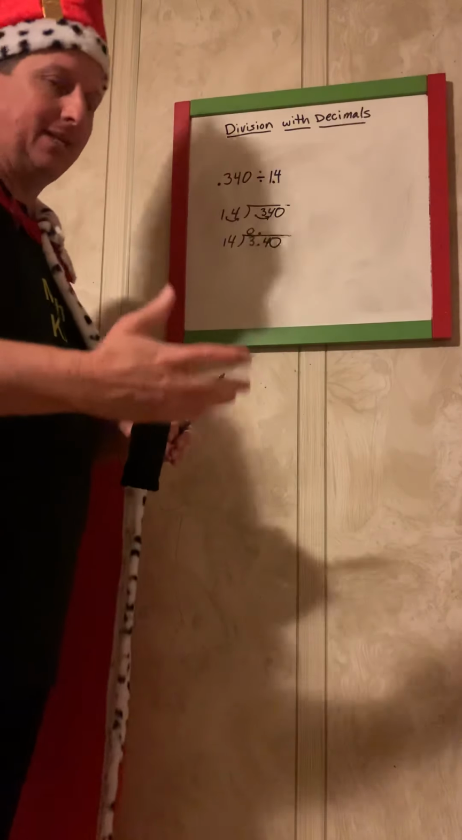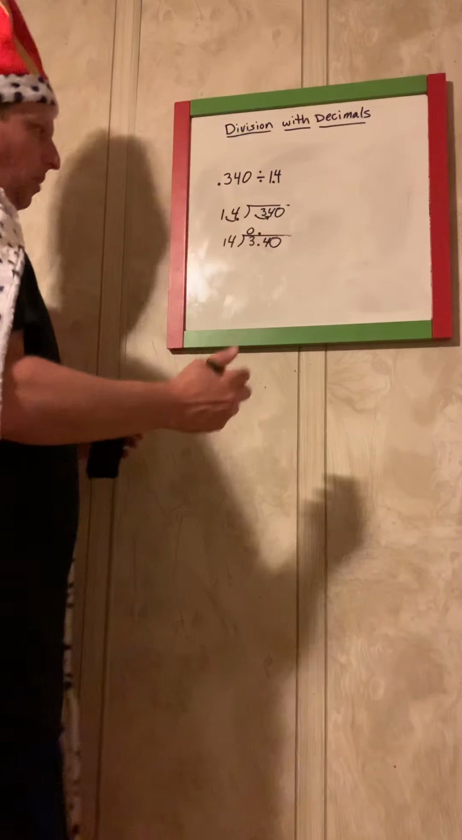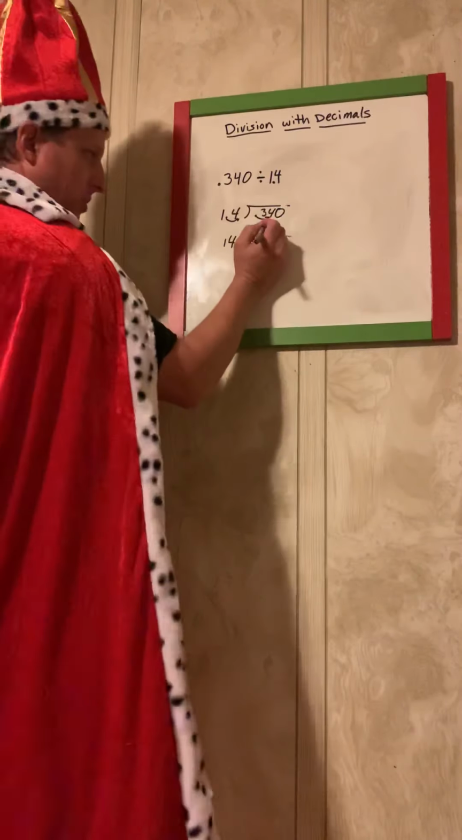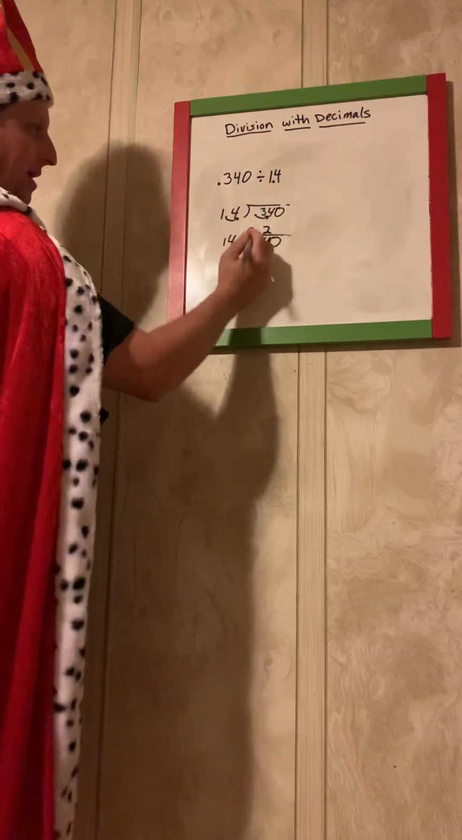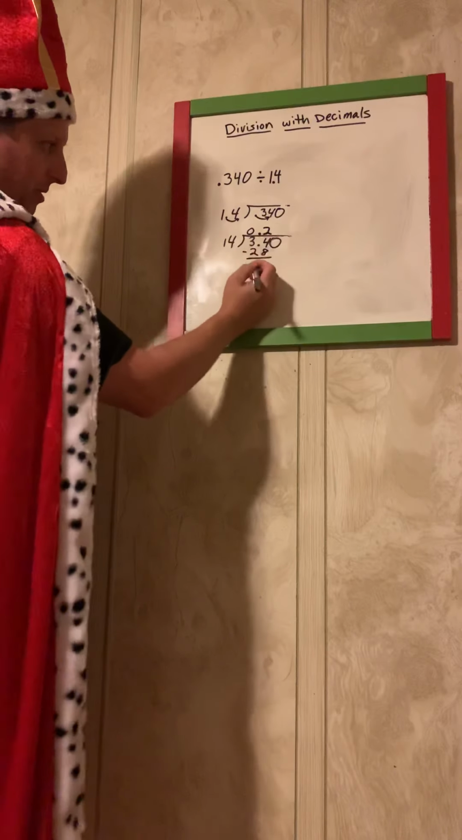Well, let's see. 14 times 1 is 14. 14 times 2 is 28. 14 times 3 is 42. That's too big. So we're going to put a 2 here. 14 times 2 equals 28. Notice I don't have any decimals down here. Now I'm just going to subtract.